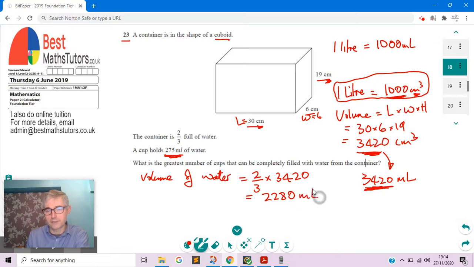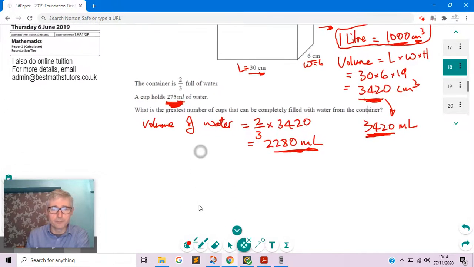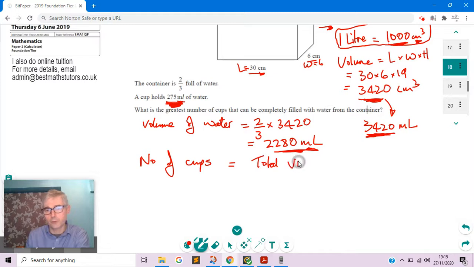Okay. What we need to do is make sure, I've worked in millilitres here, which is very handy because the cup's given in millilitres as well. So we needed to be in the same units, millilitres and millilitres. So in order to find the number of cups, all we need to do is say that the number of cups is going to be given by the total volume of water divided by the volume of 1 cup.